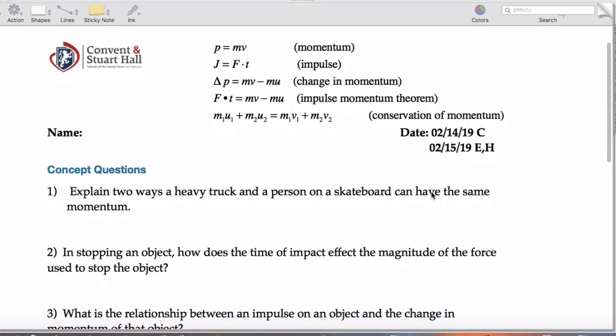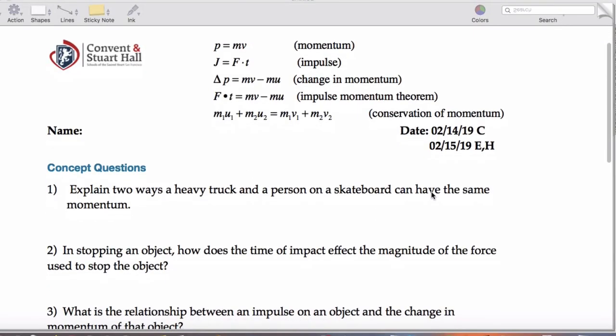Hi, students. I wanted to make sure that you did not forget any of the wonderful physics we've studied over break. So these are going to be some review questions and some new questions about the momentum impulse theorem, and the conservation of momentum, which we covered on the very last day of class before break.